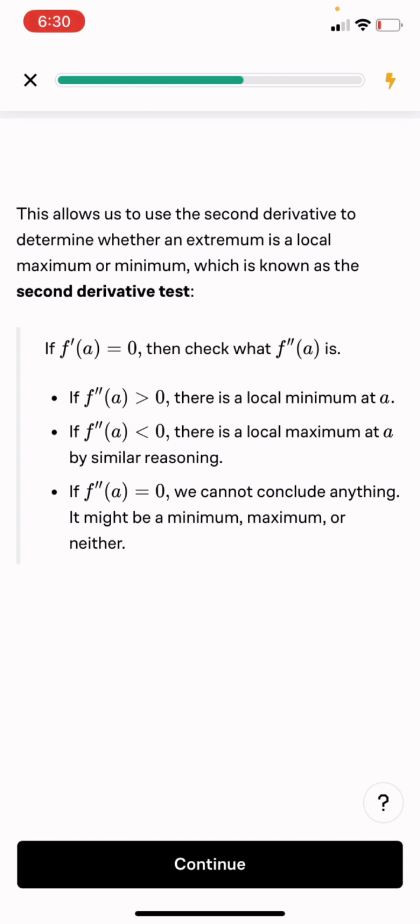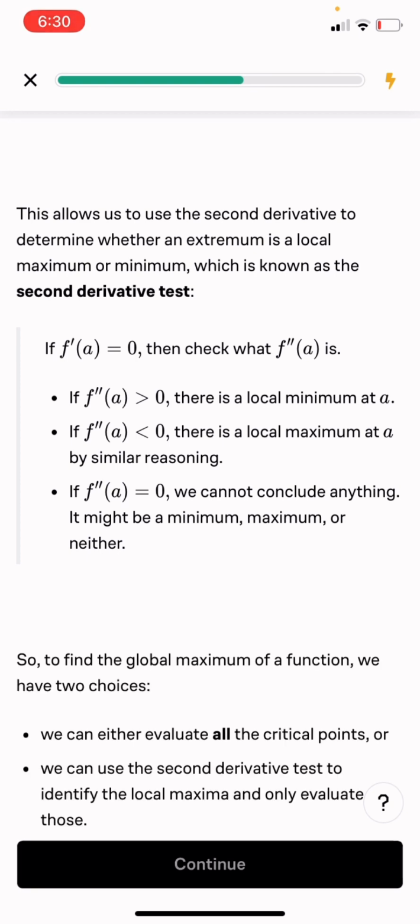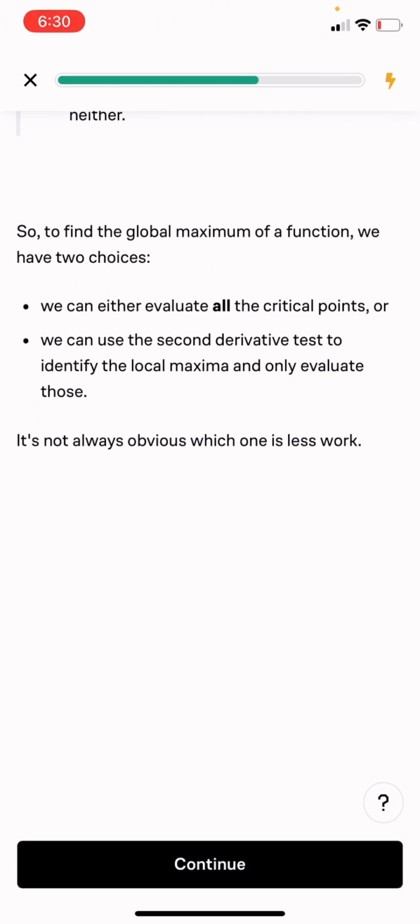Now I'll read them. If f prime of a equals 0, then check what f prime prime of a is. If f prime prime of a is more than 0, there is a local minimum. If f prime prime is less than 0, there is a local maximum. If f prime prime is equal to 0, we cannot conclude anything. It may be either. That seems simple. Yeah, I remember that. Like the acceleration in physics. Smiling and sad face.